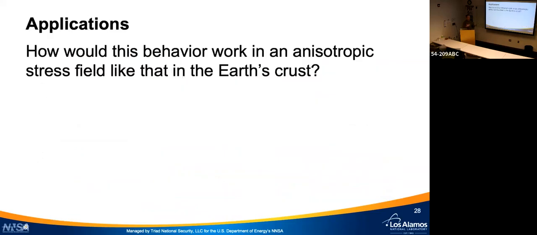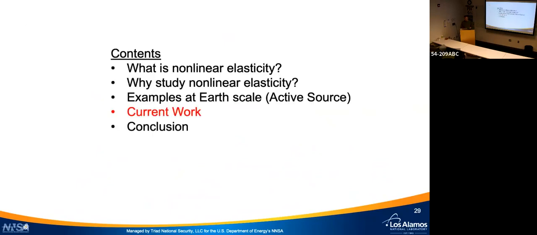So then I was thinking, how would this behavior work in an anisotropic stress field like that in the Earth's crust? In this experiment, at least they didn't measure the anisotropy, they were just measuring one azimuth, so they wouldn't have detected any differences anyway. But if there was an anisotropic stress field, how would that affect this behavior?